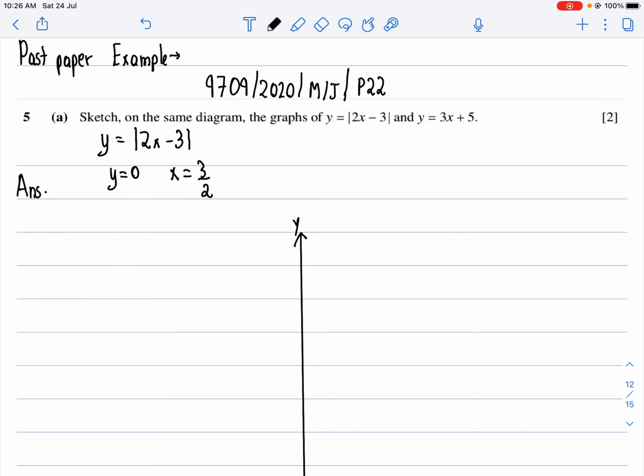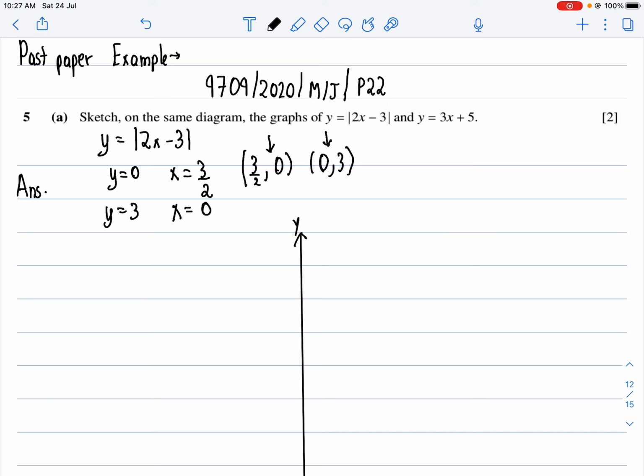Okay. Now I take my x as 0. When I have my x as 0, I know 2x is basically 0 and the mod of minus 3 is 3. So I get my y basically as 3. So the coordinates I have simply 3 over 2 comma 0, correct, and 0 comma 3, correct. This is for the modulus function.